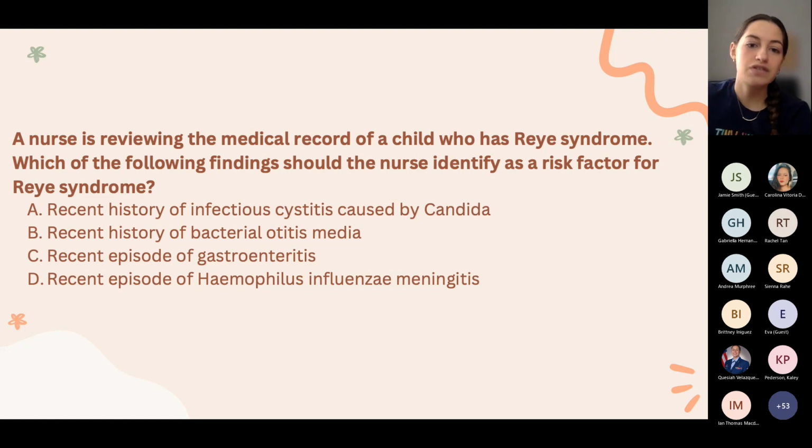All right. A nurse is reviewing the medical record of a child who has Reye syndrome. Which of the following findings should the nurse identify as a risk factor for Reye syndrome? Recent history of infectious cystitis caused by Candida, recent history of bacterial otitis media, recent episode of gastroenteritis, or recent episode of influenza meningitis. I'm not saying the first word because I do not know that.